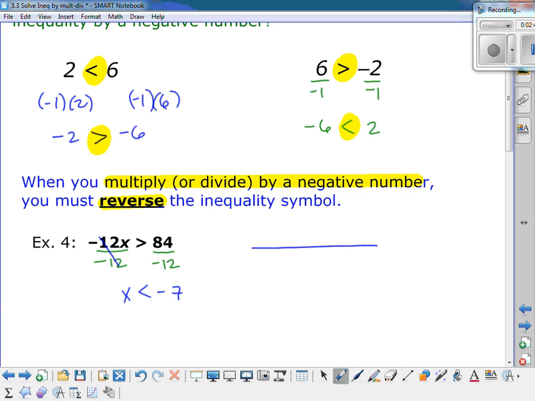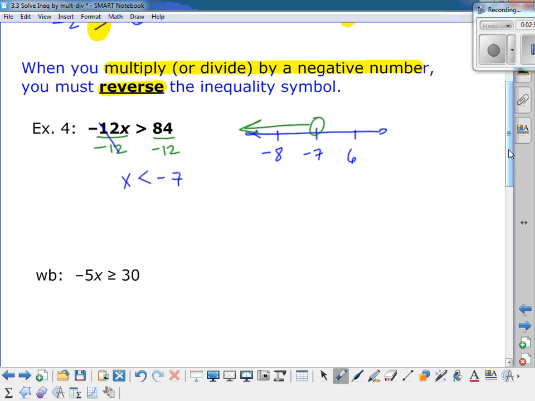And then, of course, when you graph it, it's going to be an open circle going to the left. Okay? Does that make sense? Ready to try one yourselves?